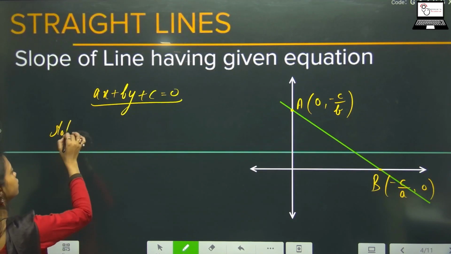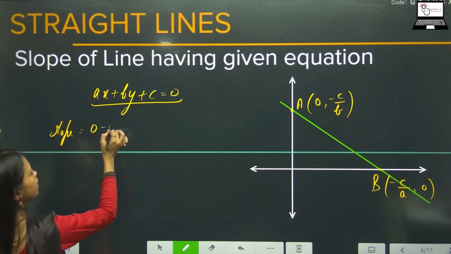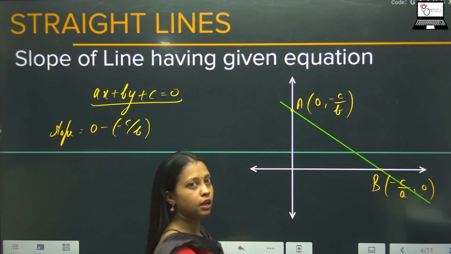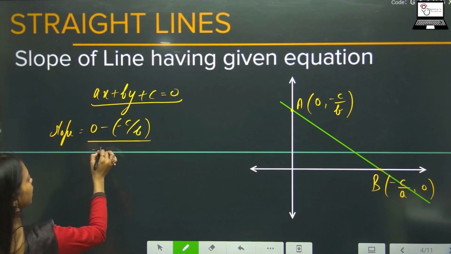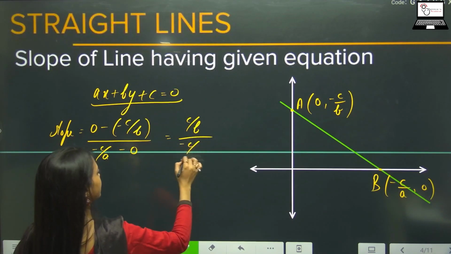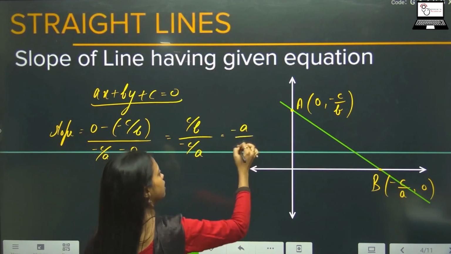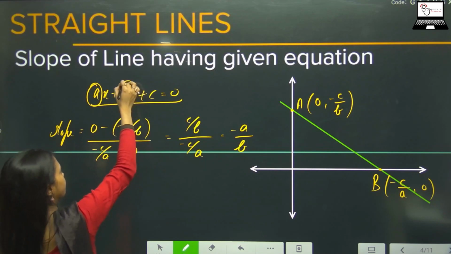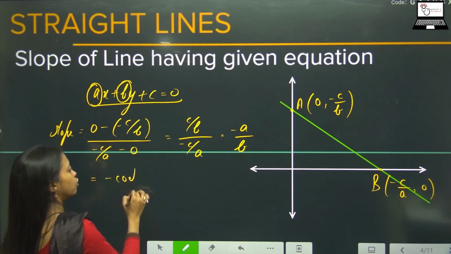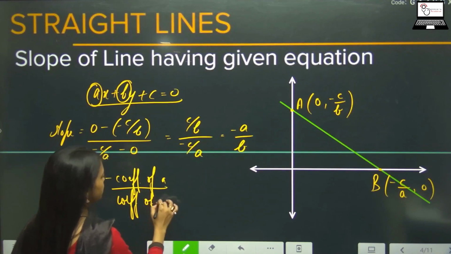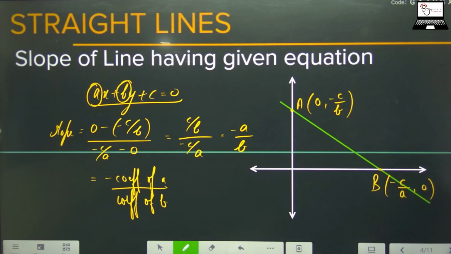So the slope of this line would be 0 minus c by b, upon minus c by a minus 0. See the pattern: y2 minus y1 upon x2 minus x1. So c by b over minus c by a, this is minus a by b. So it's very easy: minus the coefficient of x divided by the coefficient of y. This is the slope of a line whose equation is given to you.